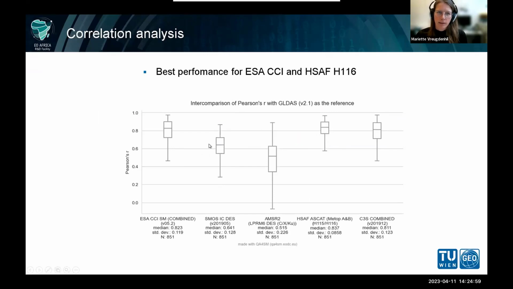And this is also seen if we look at this for the whole country. Again, a box plot for the statistics for the whole country, and we can see that the highest correlations are found for the CCI data set, the C3S data set and the HSAF data set, and that is much lower for AMSR2 and for SMOS. So knowing this, you can already get an idea of which of the data sets are the best to use. In this case, for Mozambique, this would be the HSAF data set or the ESA CCI or C3S data sets, if we compare it to model data, of course.